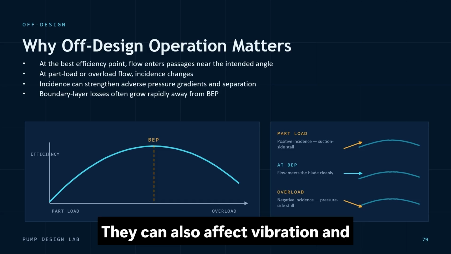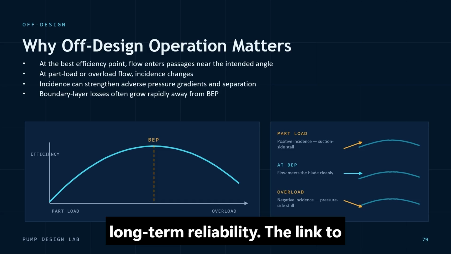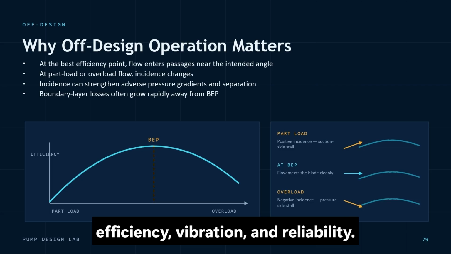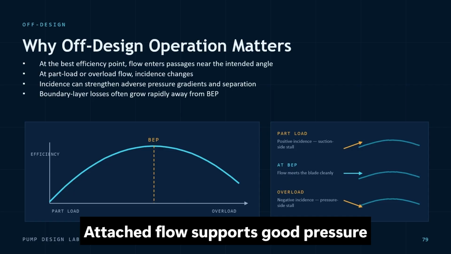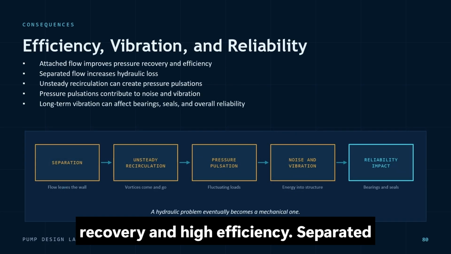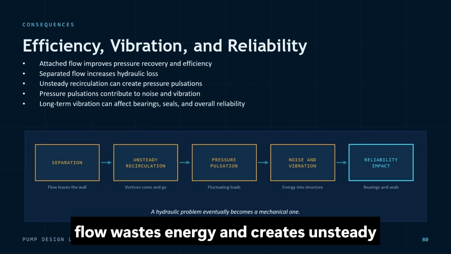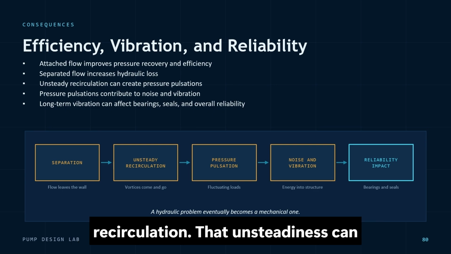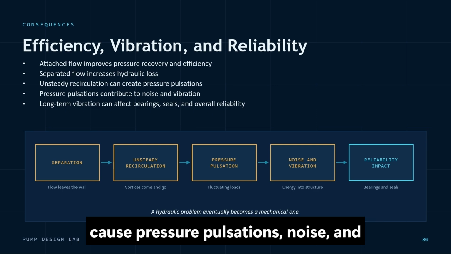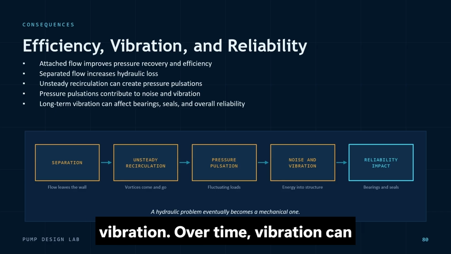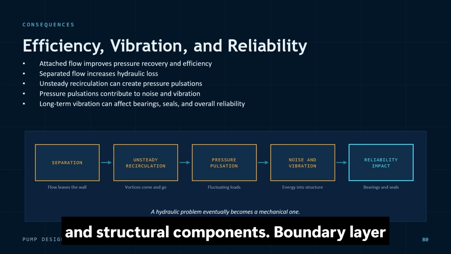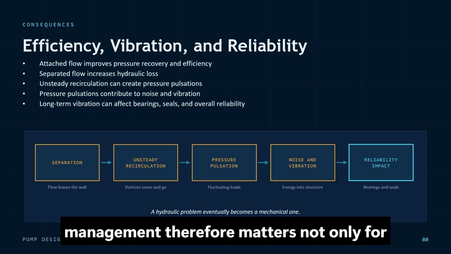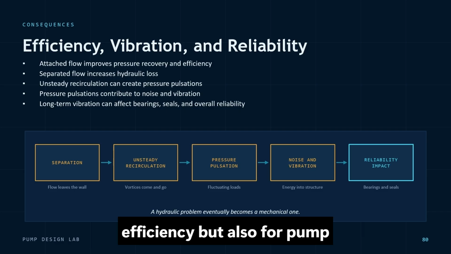Those off-design losses do not affect efficiency alone. They can also affect vibration and long-term reliability. The link to efficiency, vibration, and reliability. Attached flow supports good pressure recovery and high efficiency. Separated flow wastes energy and creates unsteady recirculation. That unsteadiness can cause pressure pulsations, noise, and vibration. Over time, vibration can add stress to bearings, seals, shafts, and structural components. Boundary layer management, therefore, matters not only for efficiency, but also for pump reliability.